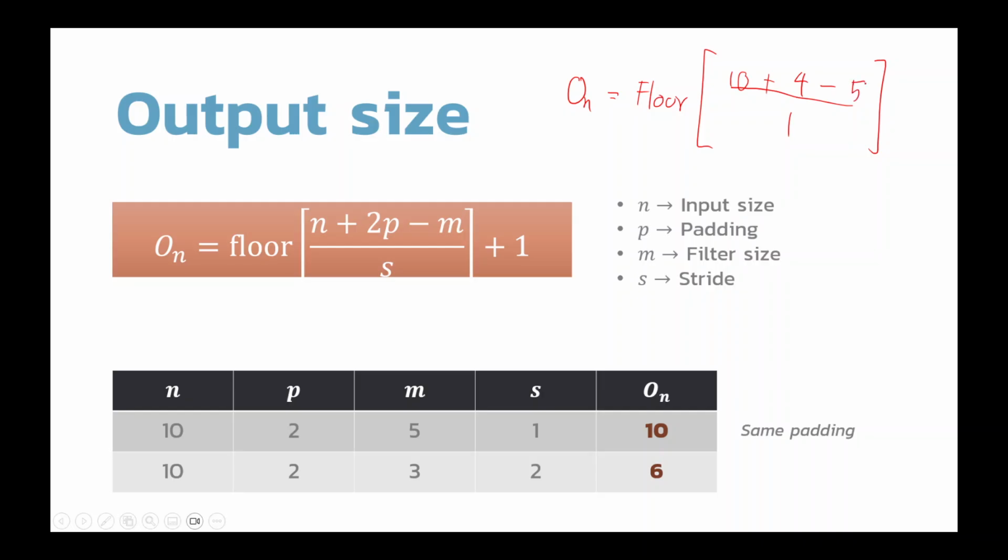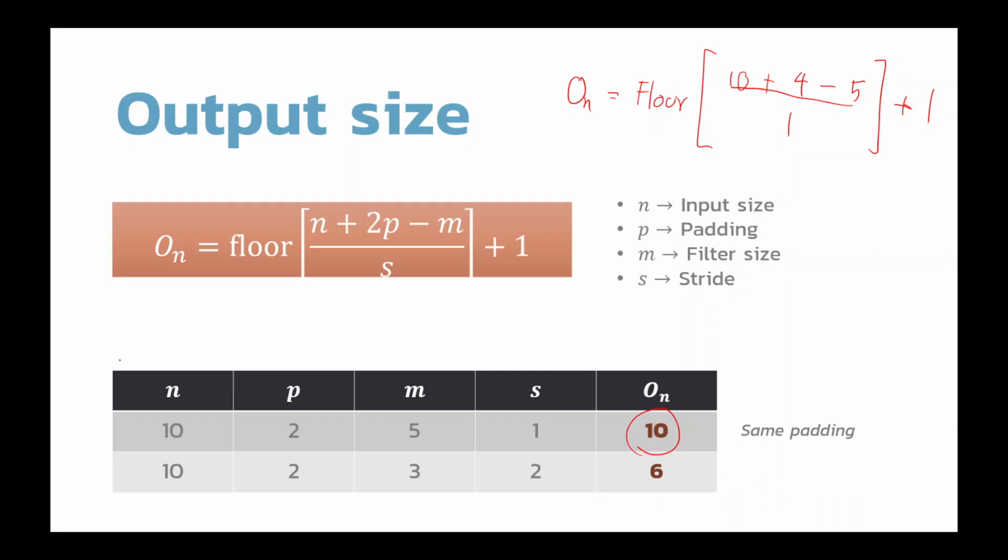Which is kind of weird. I should get 10, right? Do I get 10? I don't get 10. That's weird. n plus 2p, which is 4, subtract m. Oh, I forgot the plus 1. That's why. If you work this one out, it goes into 10. I forgot the plus 1. So something like that.